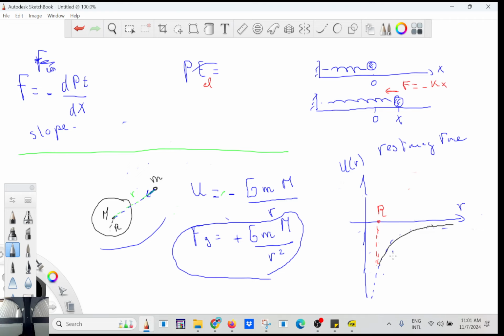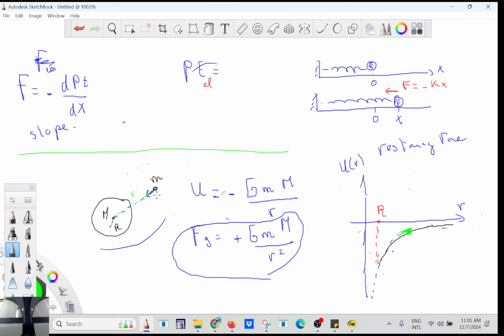Only European stuff. So okay, that will be potential energy as a function of R. Do you agree? So how can I find, at a given point, the restoring force, the gravitational force? I need to find the slope, because it's a derivative. And that will be my gravitational force here. That will be the slope.